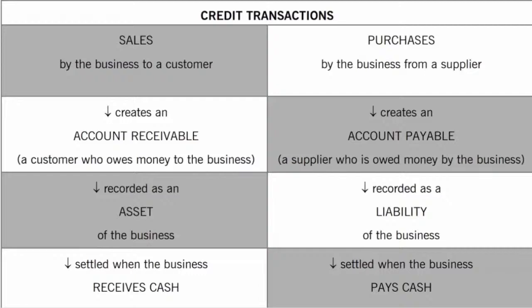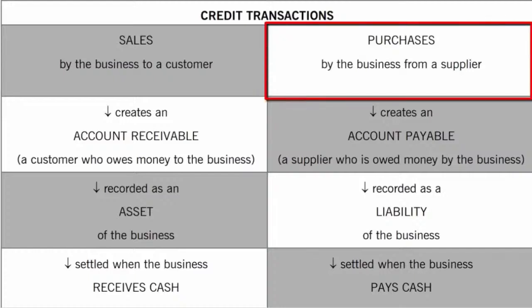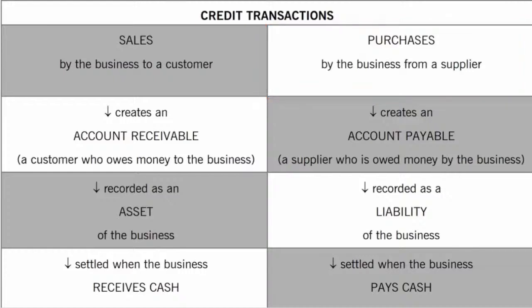Now let's flip to the other side. What happens when a business buys goods or services on credit? Here's the process. 1. What happens? The business buys goods or services from a supplier. Instead of paying immediately, the business agrees to pay later. For example, imagine the same flower shop purchases $300 worth of flower pots from a supplier, but decides to pay the supplier after 60 days. That's a purchase on credit.